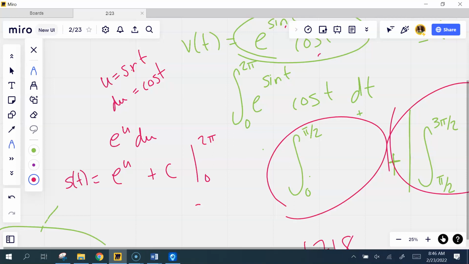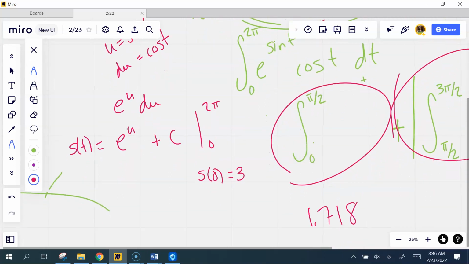Because your initial position, you've got s of 0 equals 3, you're going to need to plug in for that constant, because this is particle motion, so it's a little bit different. But you're going to need, if you plug in this way, do you get the right answer?